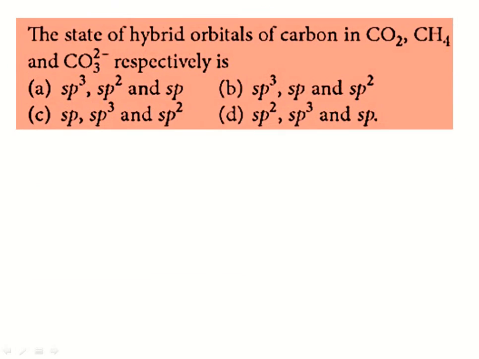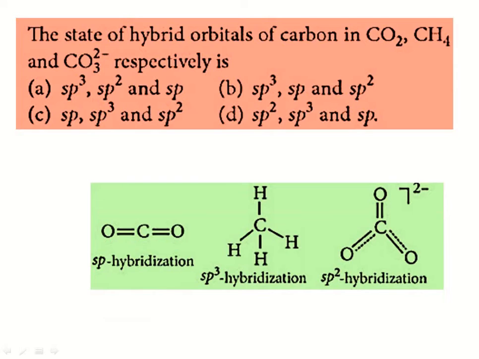Next. The state of hybrid orbitals of carbon in CO2, methane and carbonate respectively. See, we have carbon dioxide, sp hybridization, methane, sp3 hybridization, carbonate, sp2 hybridization. So sp, sp3 and sp2. So C is the right option for it.